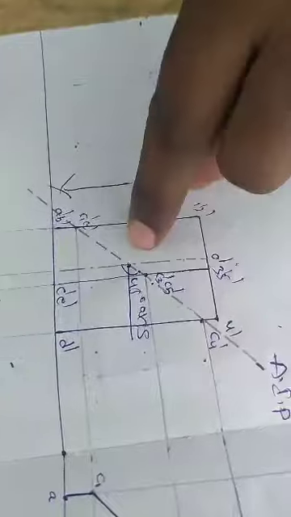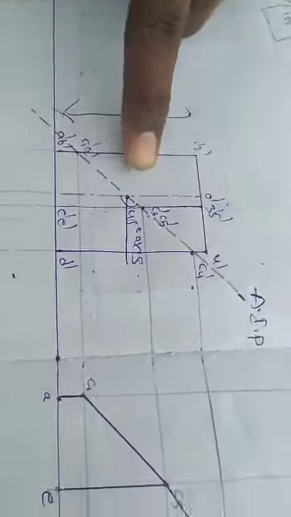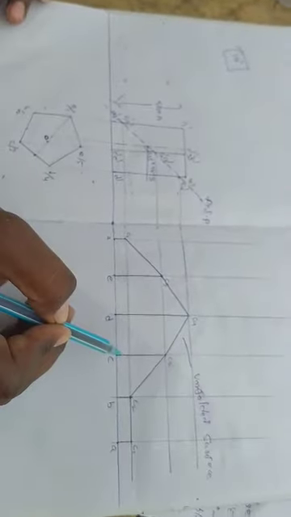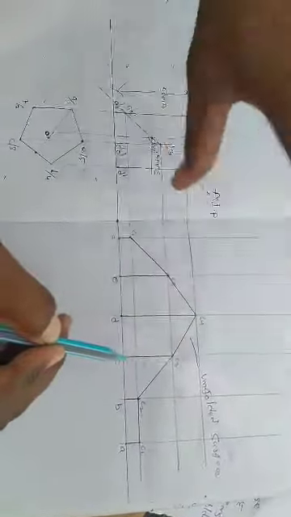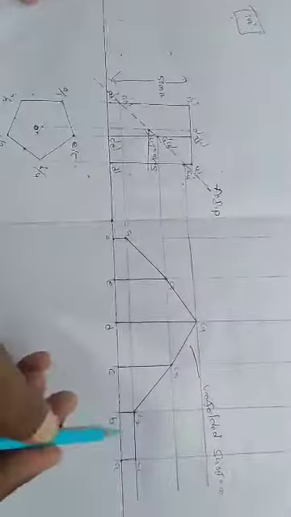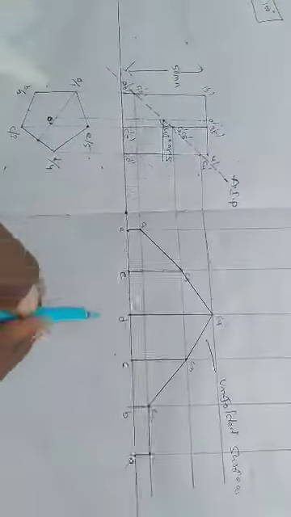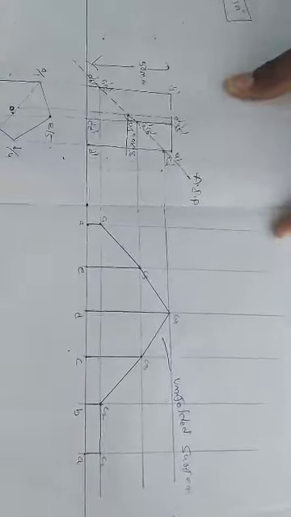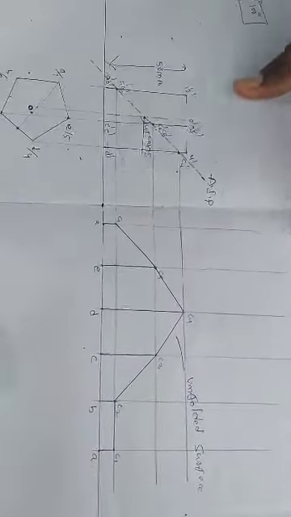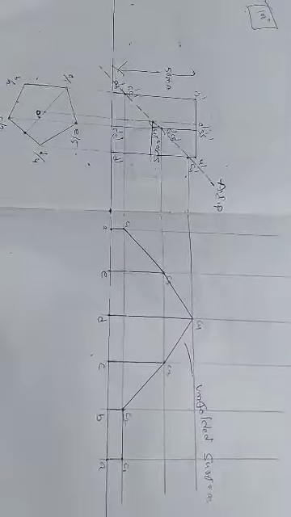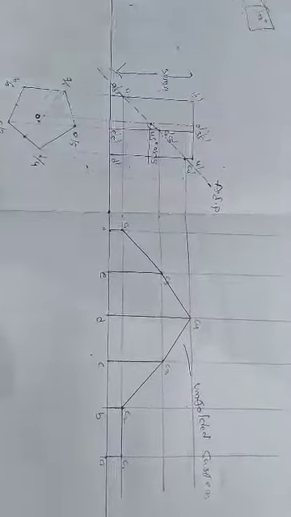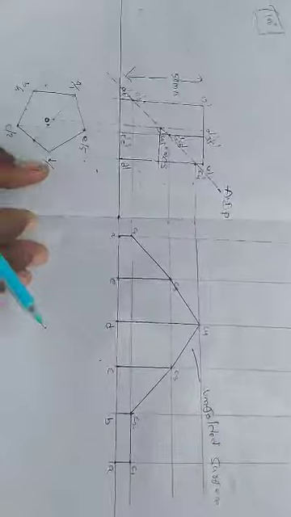After the auxiliary inclined cut of this object, finally this is the unfolded surface with the cutting edge. This is the process to draw the developed surface or unfolded surface of a 3D object when it is cut by an auxiliary inclined plane. This is the procedure for the development of surface.